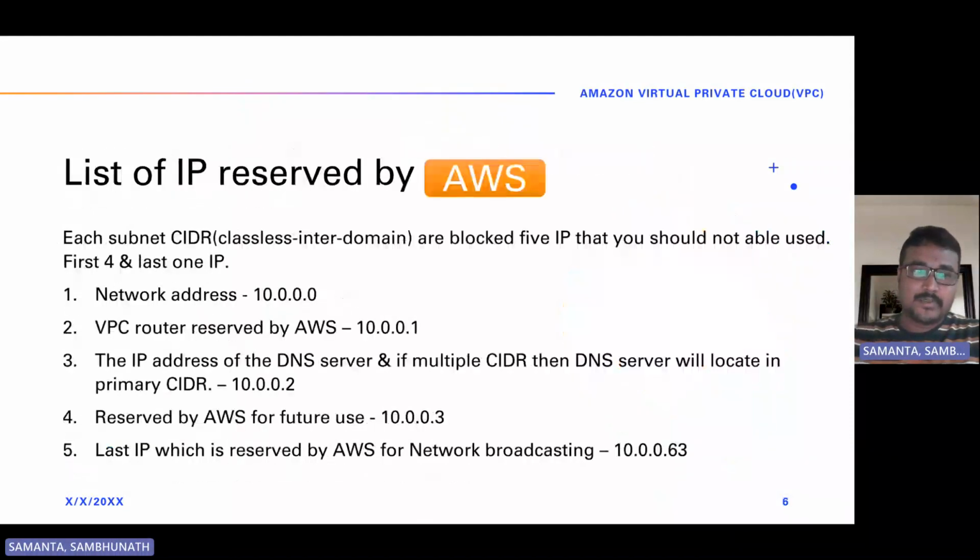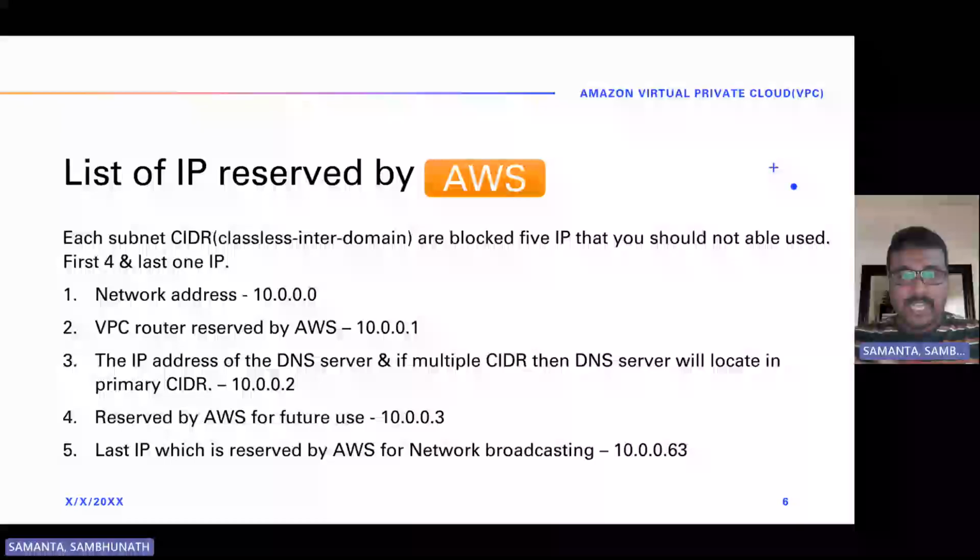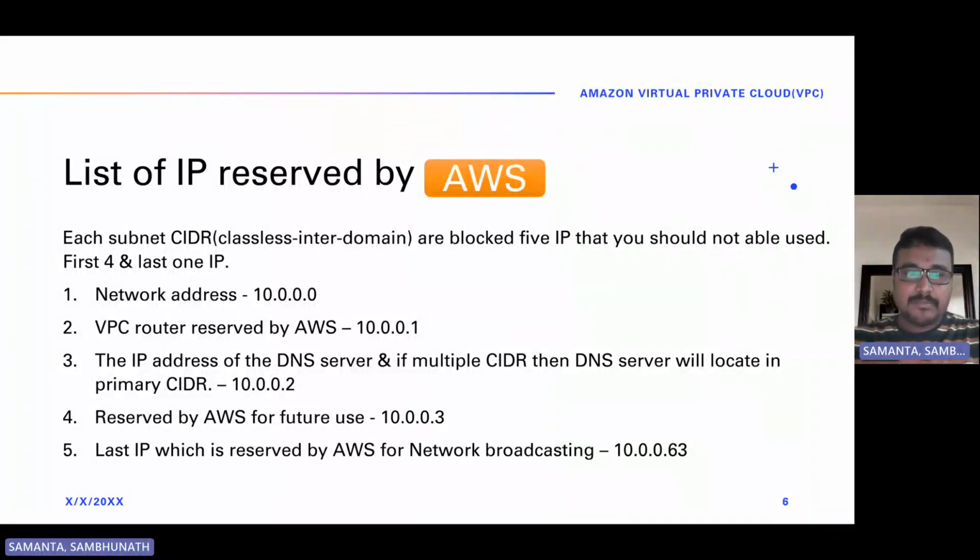Okay, so let me show you which IPs are reserved. The start IP you cannot utilize, 10.0.0.0, is reserved by AWS for the network address. Then the second one, 10.0.0.1, you cannot utilize. This one is reserved by AWS for VPC routing. This IP address also you cannot utilize. And then there is another IP, 10.0.0.2. This also you cannot utilize.